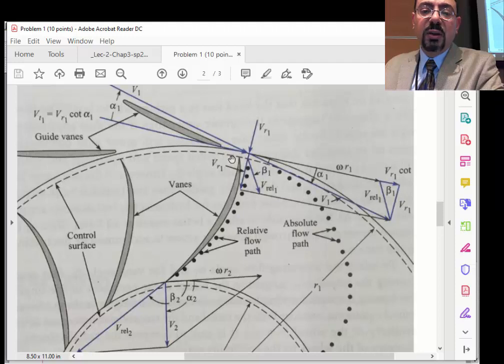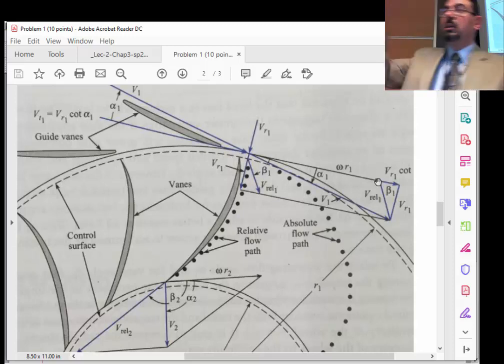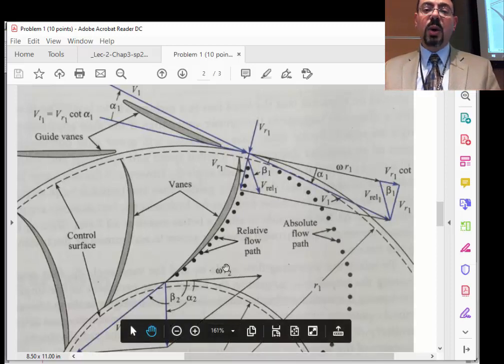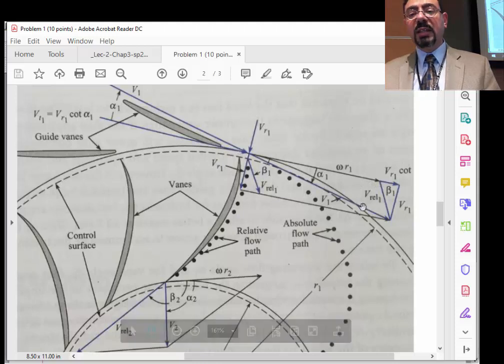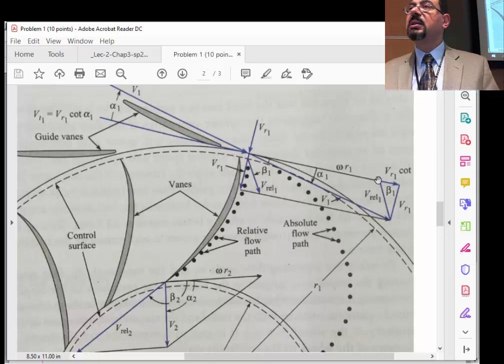Okay. So VR1 comes like this, and because there is the rotational velocity, the plate velocity omega r1, this guy spins with omega, so if this is r1, then this would be omega r1. This is the u, the plate velocity. So if this is V1, what is this? W. Excellent. The relative velocity.